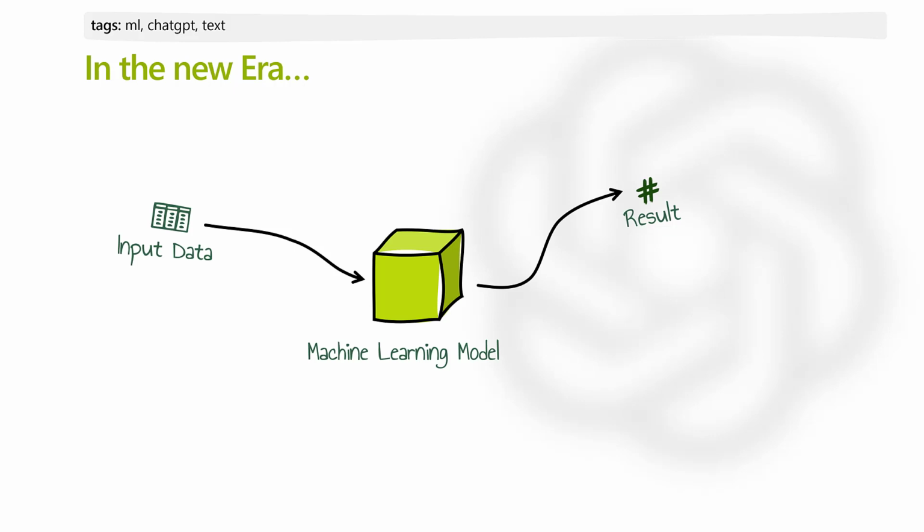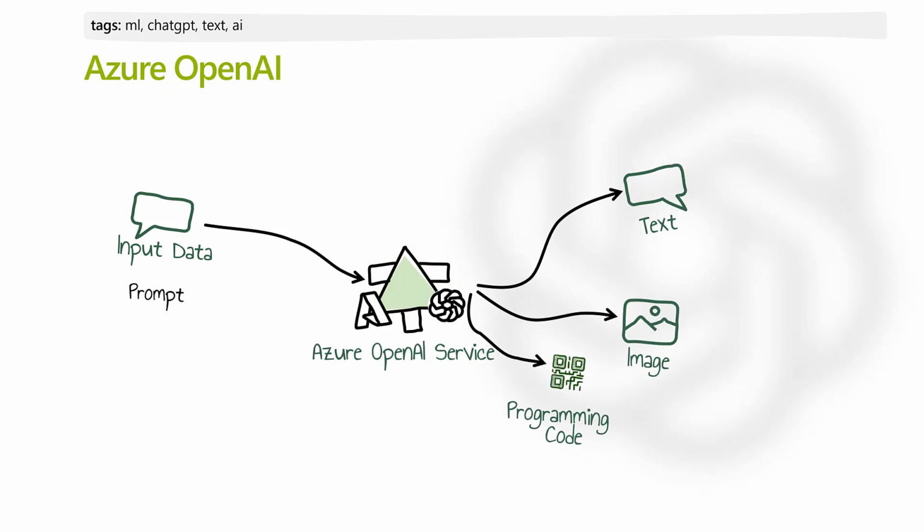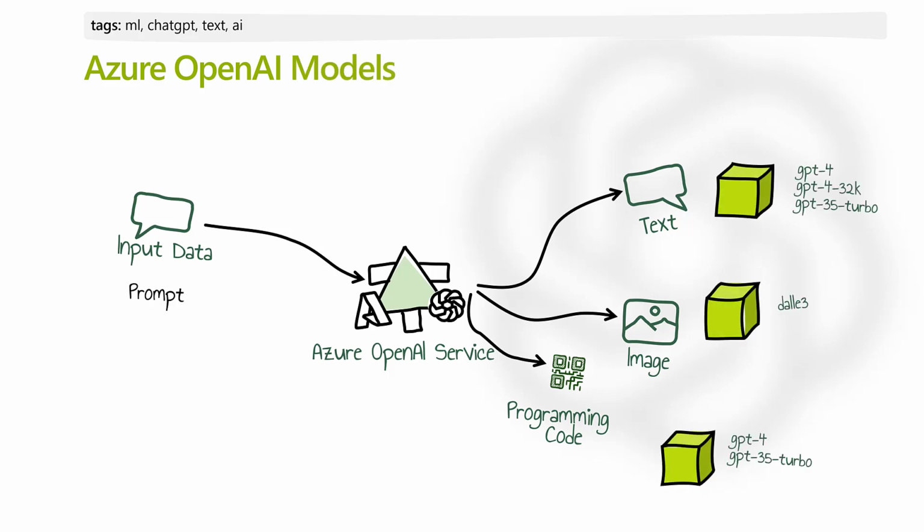In case of OpenAI, the input is in the form of text. And the result is also a text string. Remember, the result is called a response. To expand further, the input is known as a prompt. The resulting value can either be text or an image file, or even some programming code. With Azure OpenAI, the large language model exists in Azure and is surfaced or exposed as an API service.